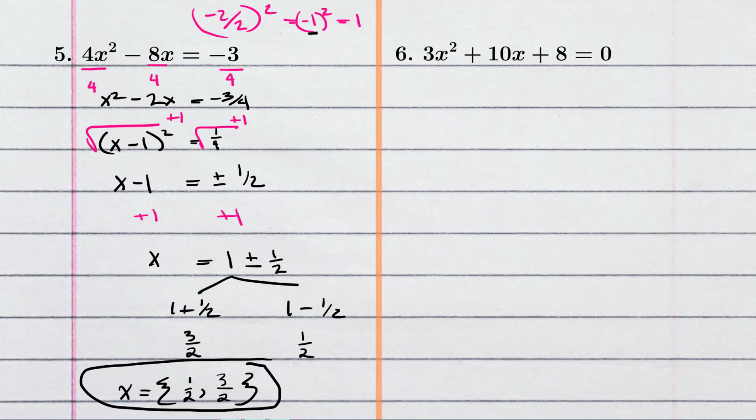Number 6, we have a number in front of our x squared. So starting off, we're going to divide everything by 3. And that gives us x squared minus 10/3 x plus 8/3 is equal to 0. Now we're going to take and move the 8/3 over to the other side. And so it becomes a negative 8/3.